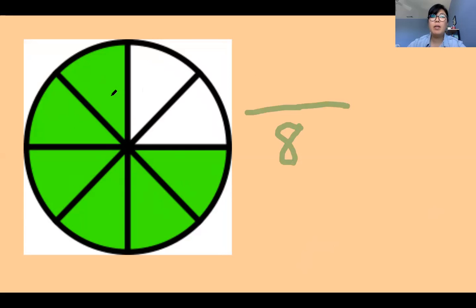Then how many parts are shaded in green? We have 1, 2, 3, 4, 5, 6. This picture represents 6/8. Hope you're getting the hang of it now, understanding how to write a fraction.